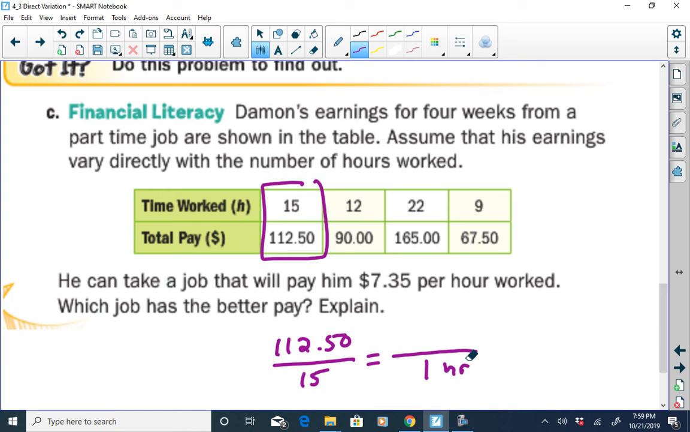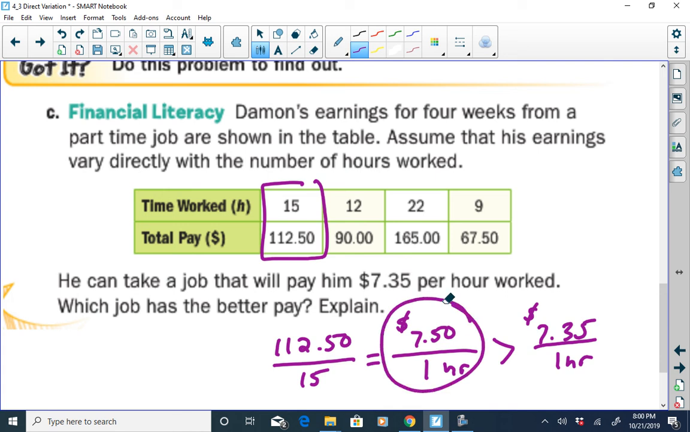So when we divide 112.5 by 15, we get a rate of $7.50 per hour. So which job has the better pay? Well, $7.50 per hour is greater than $7.35 for 1 hour. So this has the better pay.